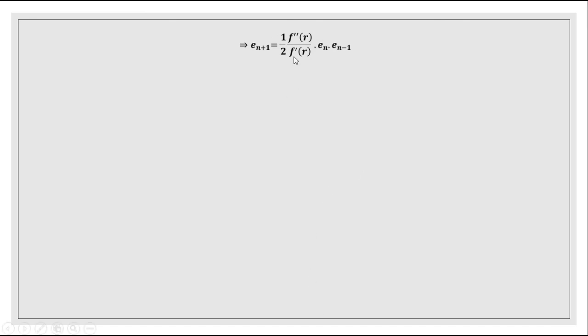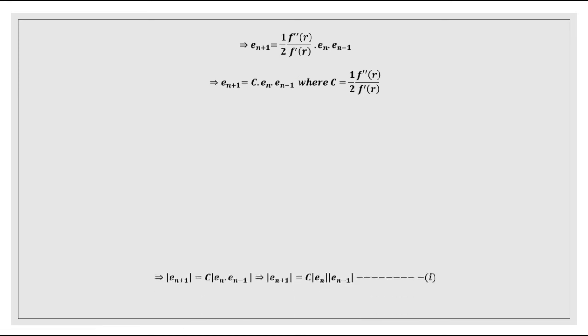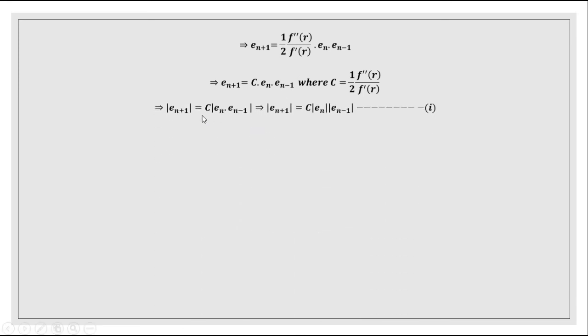Now when we substitute the value of r in f double prime and f prime, we will get a constant value, and a constant divided by a constant will give you a constant value, and a constant multiplied by a constant once again will give you a constant value. So let us consider that this constant value is equal to c. It may be 1, 2, 3, it is an arbitrary constant value. And now this will become, after taking the absolute.